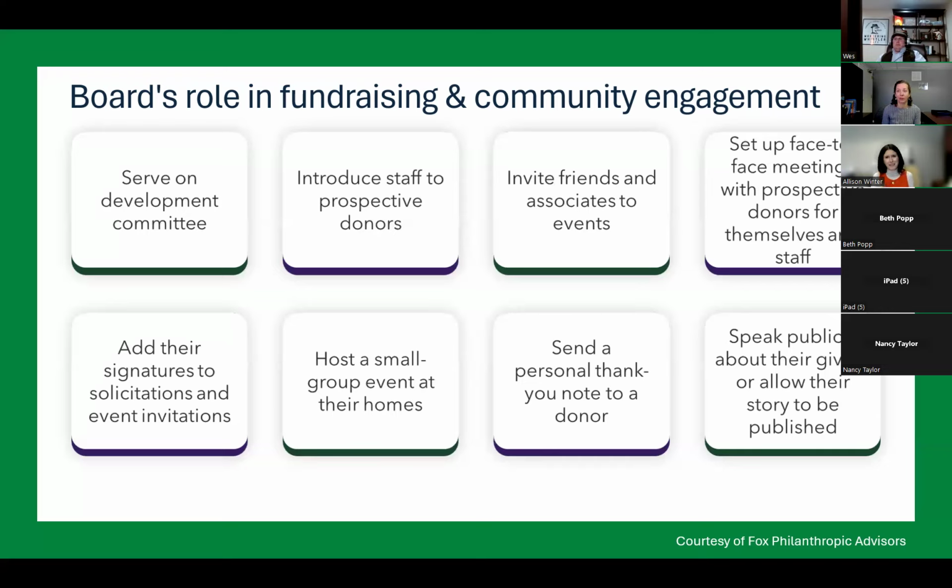Sometimes people are like, well, I don't have a great space, but I'd be happy to pay for the catering for that. All of that puts your executive director, your nonprofit in a position to have an audience of people in a unique location. So that's super helpful.